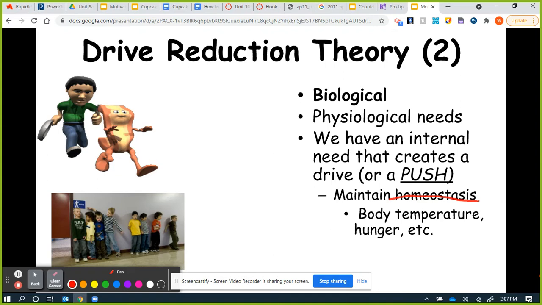It is what is called an internal push. So if you're cold, right, you have a drive to get warm. If you're hungry, you have a drive to be full. If you're thirsty, you have a drive to drink something. Okay. If you're horny, you have a drive for sex. Okay, that's why it's called a sex drive. All right, so drive reduction theory, we are motivated to maintain homeostasis, and when we are out of it, we feel an imbalance, which creates that internal push or the drive.